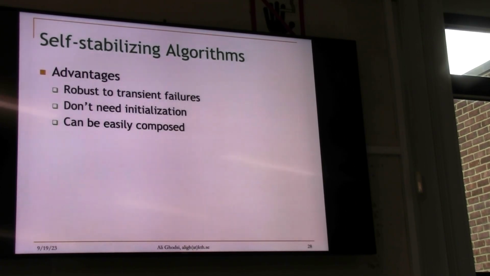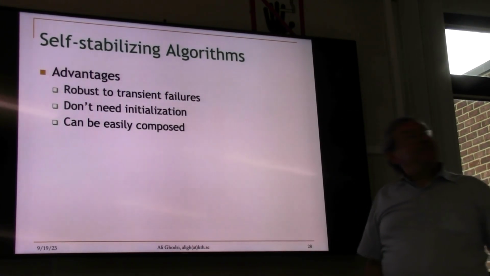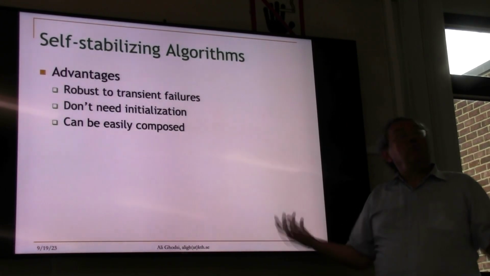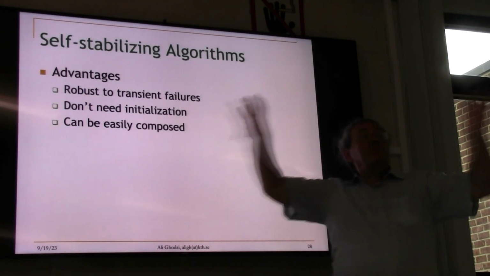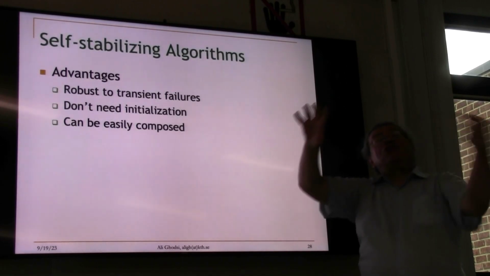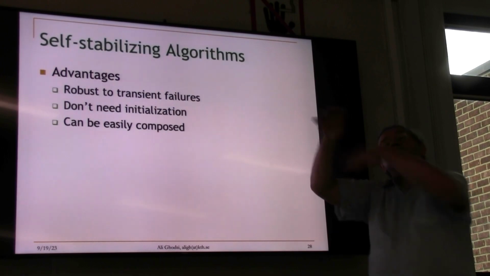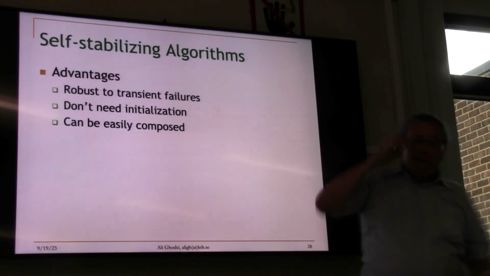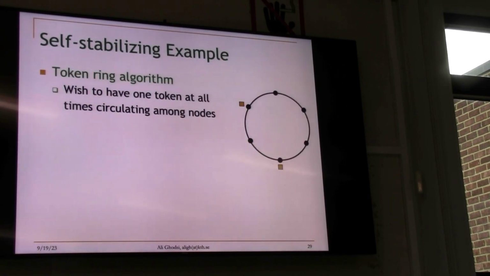So these algorithms are sometimes very useful and have been used in practice. So they don't need to be initialized. That's interesting, huh? Because you just start up the system. You don't care what state it's in. It'll eventually get back to normal. You can combine them. If I have two blocks connected, if one of them is sending junk to the other one, well, the first one will eventually start being normal, and then the second one will be normal, okay? So they're very robust in a sense. So here's a practical example. This is called the token ring algorithm.